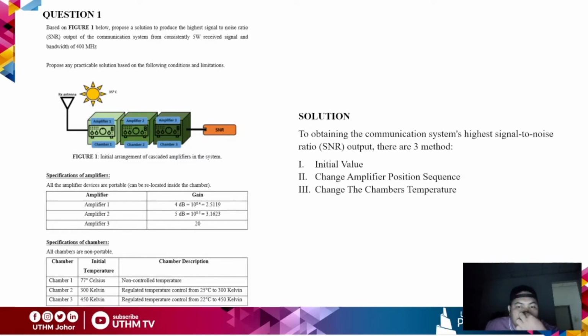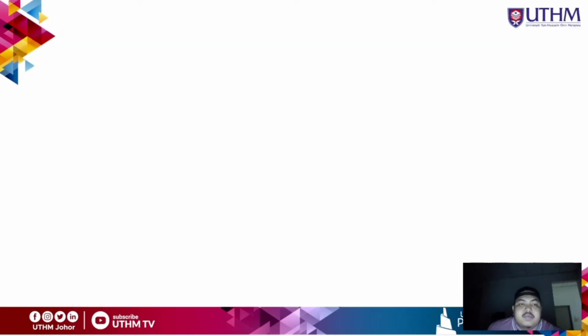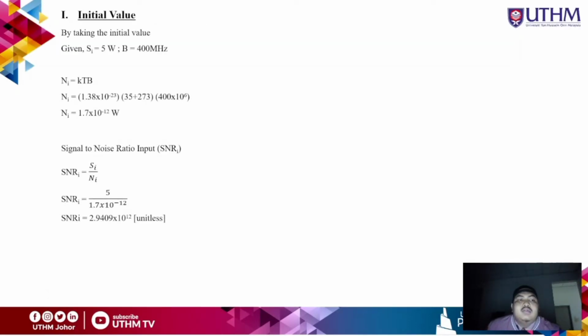Okay, let's proceed to the solution. To obtain the combination system's highest SNR output, there are three methods. First, we use the initial value of the temperature of the chamber. Second, we change the amplifier position sequence, and third, we change the chamber's temperature, where we can only change chamber 2 and chamber 3. Okay, this is for the method which is initial value. We use the initial value temperature by taking the initial value temperature.